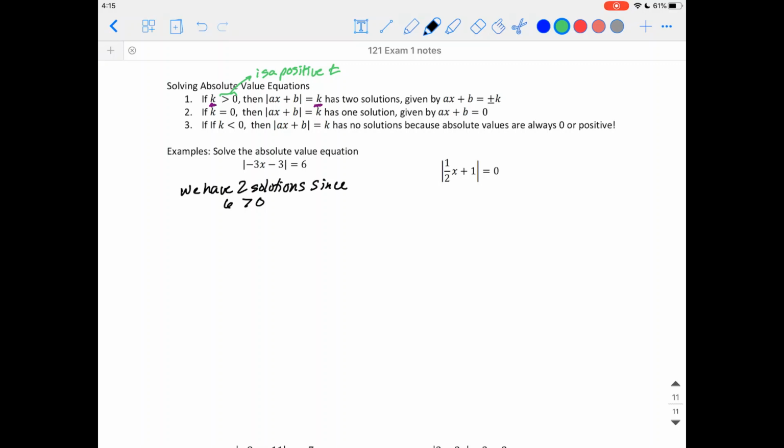So the two solutions are going to be, one of them is going to be just take whatever's inside the absolute value, which is negative 3x minus 3, set it equal to 6. And the other one is going to be get whatever's inside the absolute value, which is negative 3x minus 3, and set it to the opposite of 6, which is going to be negative 6. And then we have two equations that we have to algebraically solve. So the first one here on the left-hand side, to get rid of this minus 3, we're going to add 3 to both sides.